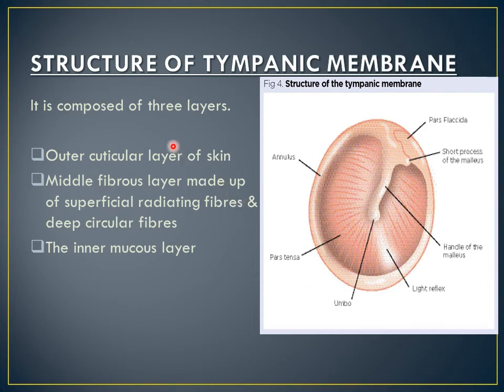Tympanic membrane is composed of three layers. Outer cuticular layer of skin which is continuous with the skin of the external auditory meatus. Middle fibrous layer made up of superficial radiating fibers and deep circular fibers. But remember, this middle fibrous layer is only present in the pars tensa. In pars flaccida, this fibrous layer is replaced by loose areolar tissue. And the third or inner layer is the mucous layer, which is continuous with the mucous layer of the middle ear.